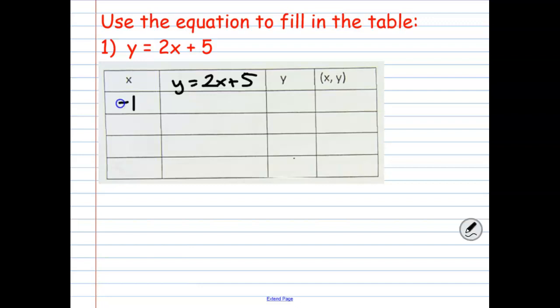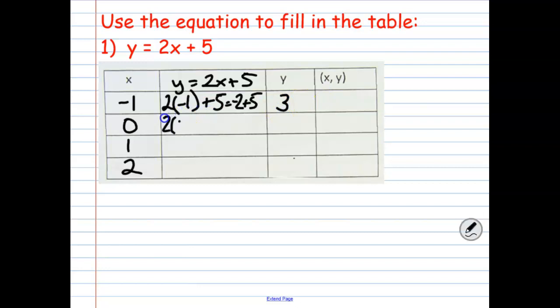So let's just do -1, 0, 1, and 2, because ultimately we're going to graph these, so we want lots of points to play around with. Okay, now we're just going to pop in these x values in place of x in the equation. We're going to show our work. That ends up being -2 plus 5. Different signs subtract, positive wins.